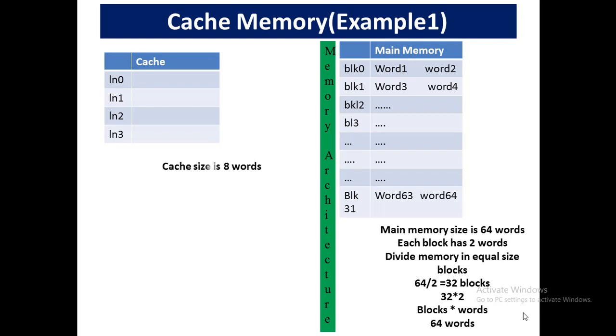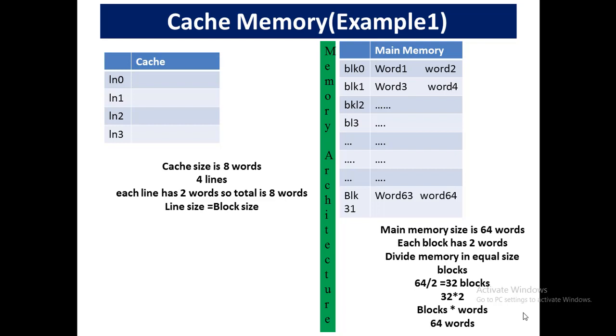On the other hand, the cache size is 8 words. It means we created 4 lines. The cache is divided into 4 equal lines and each line can have 2 words. So the total is 8 words. Keep in mind that the line size and block size must be the same.